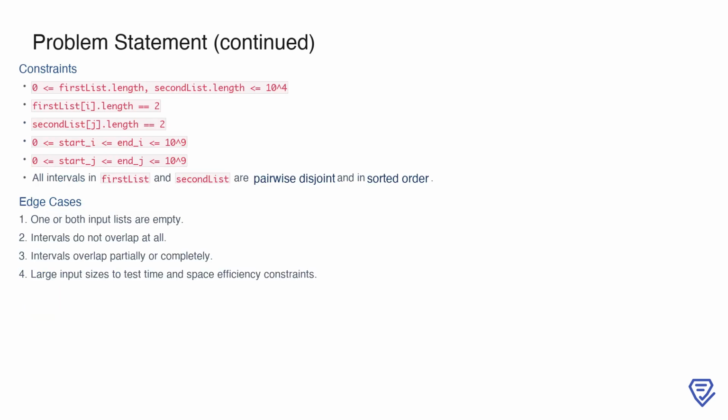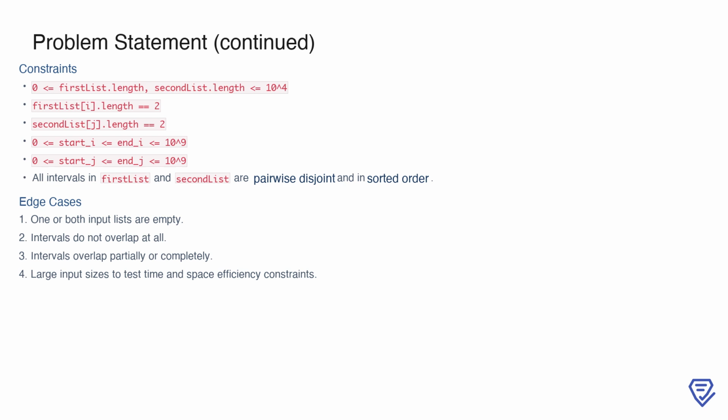To summarize, let's review the constraints and edge cases for this problem. The lengths of first list and second list can range from 0 to 10^4, meaning these lists can be very large, so efficiency is important. Each interval is a pair, start to end, where start and end are integers between 0 and 10^9, and start is always less than or equal to end. All intervals within each list are pairwise disjoint and sorted in ascending order.